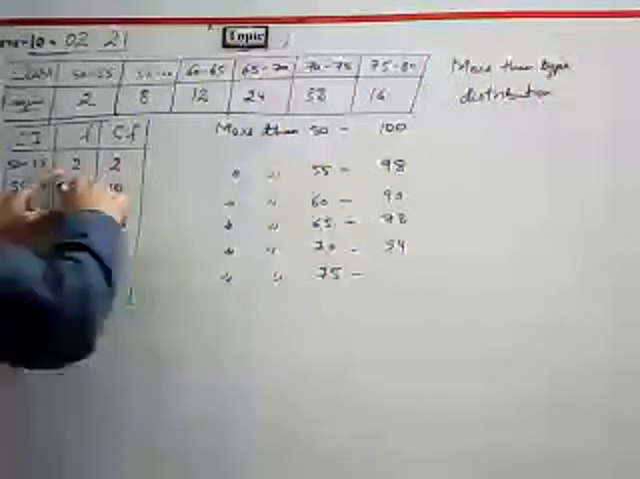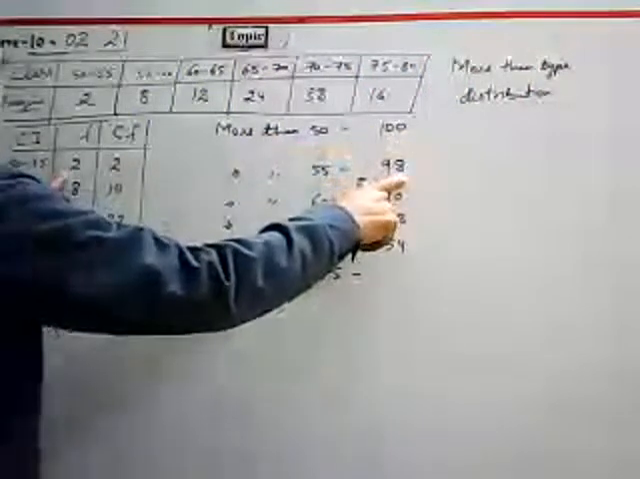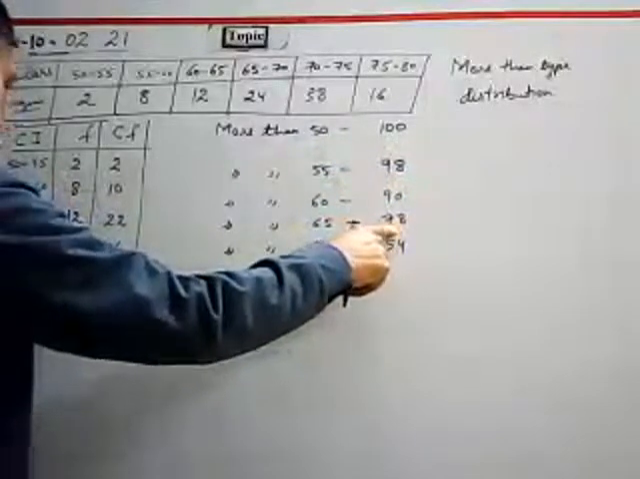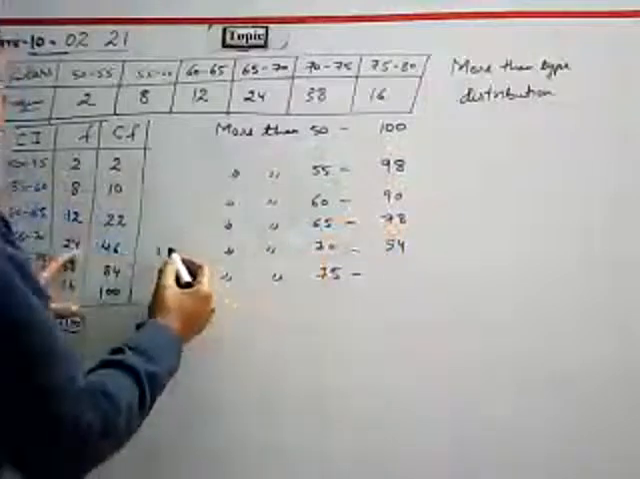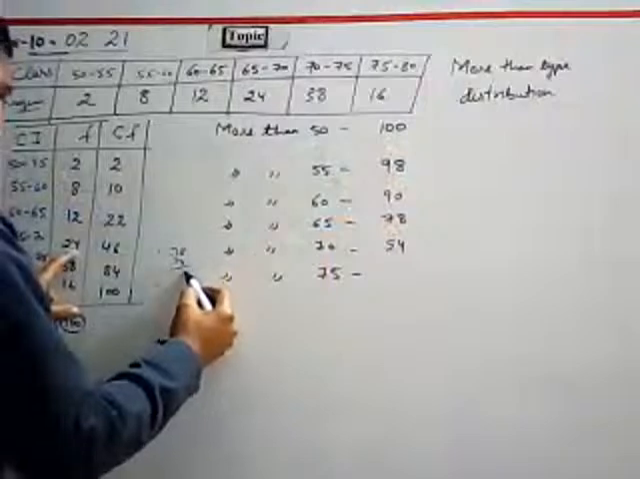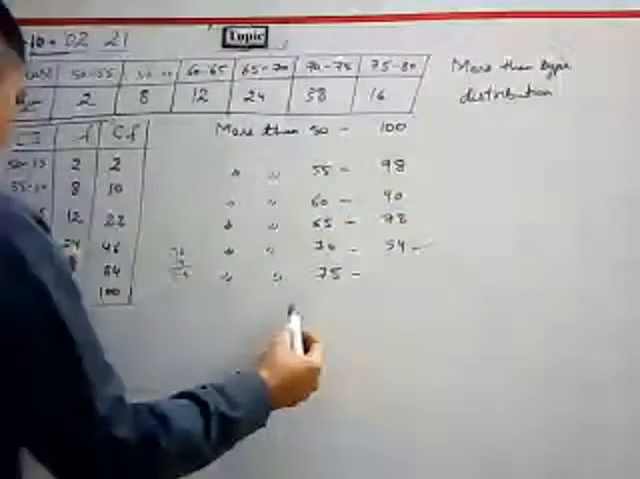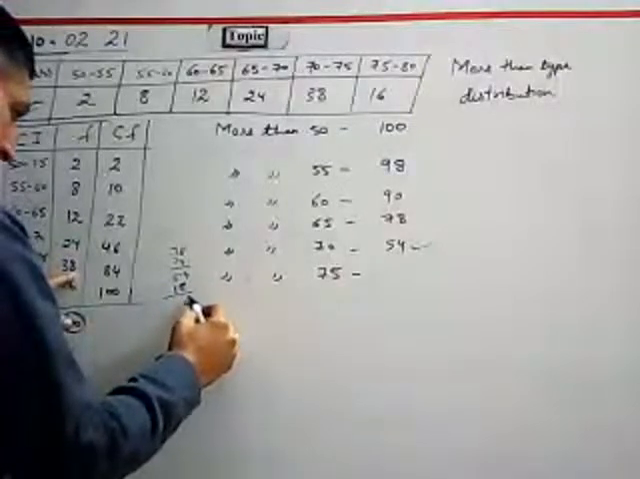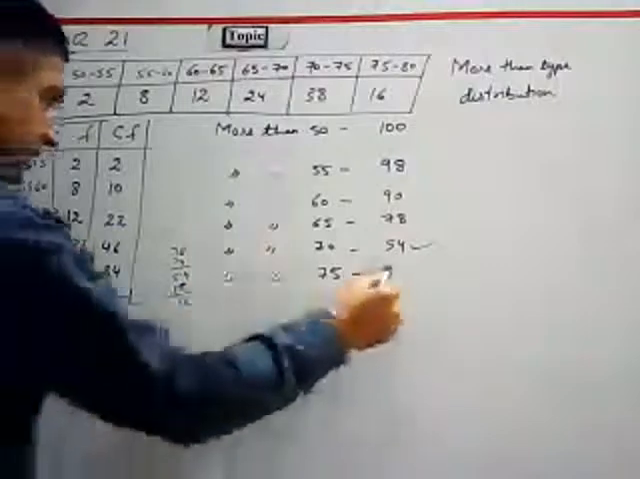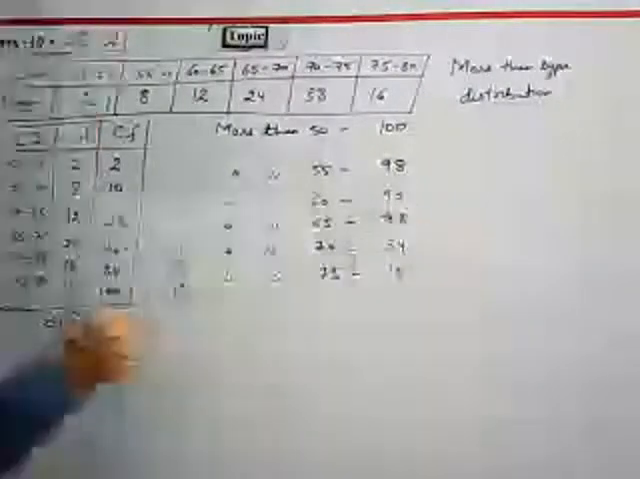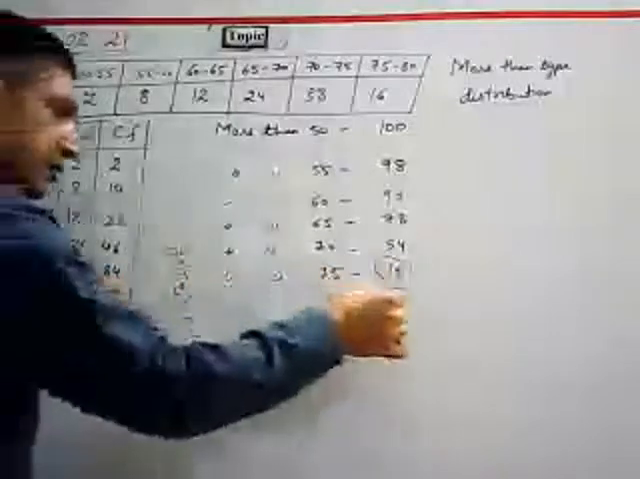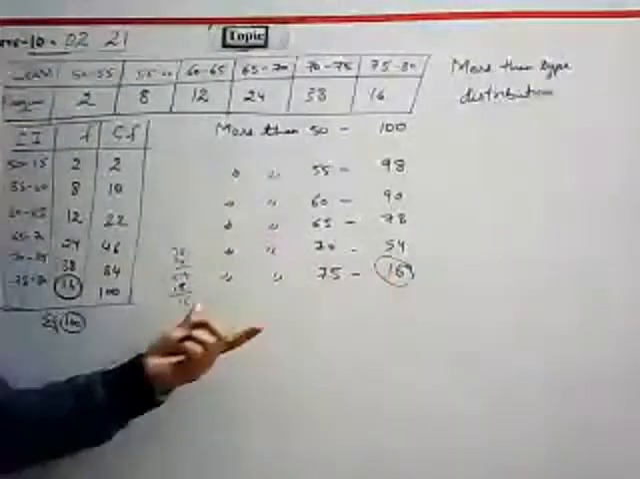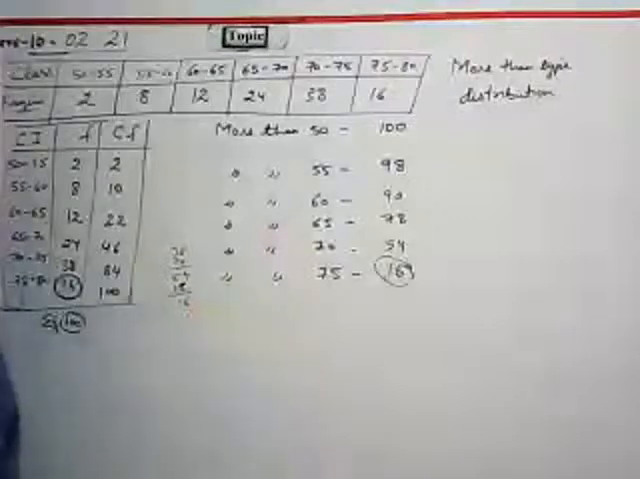See here, that is 100, 98, 90, 78, and after 78 we have 78 minus 24, that is 54, right? And now 54 minus 38, that is 16 here. So it is the right one. We can check here, this value and this value remain the same. So this is generally a 2 marks question, more than type distribution.